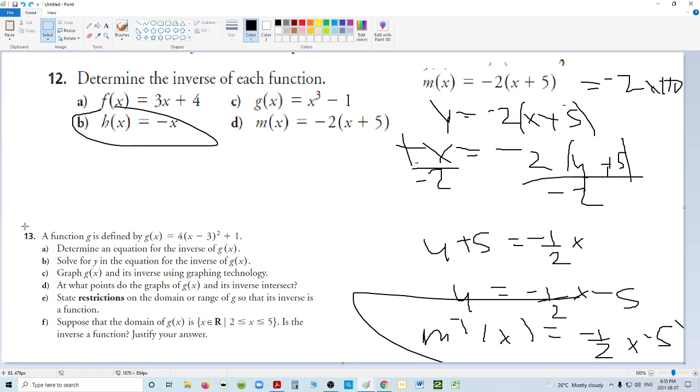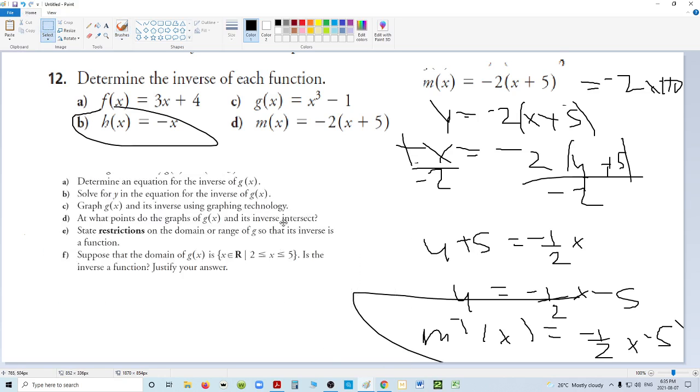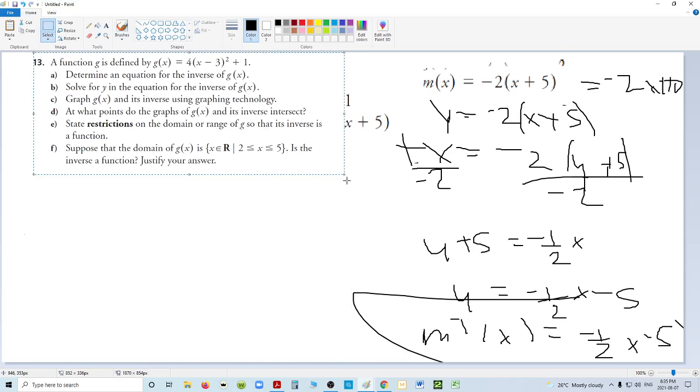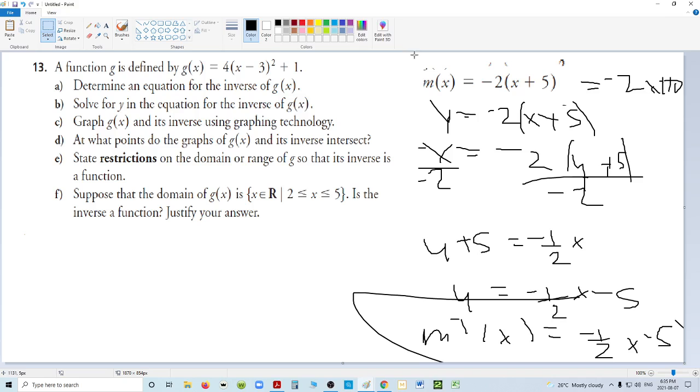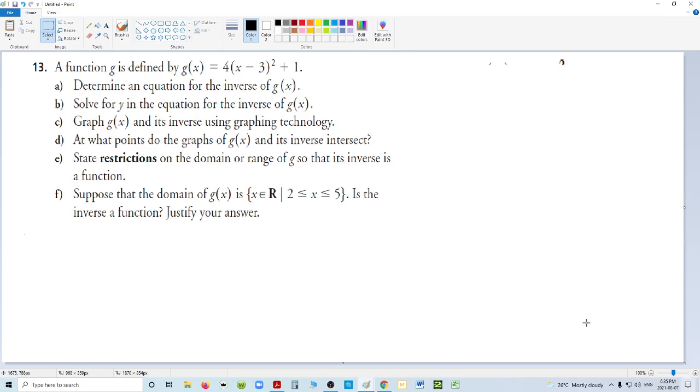Okay, a function is defined as this, and it looks like a parabola. And notice you can see a lot in that parabola. Go back to studying your parabolas and learning what vertex format is, because this is vertex format, and I can tell you the vertex is 3, 1. Therefore, the inverse vertex will be 1, 3.